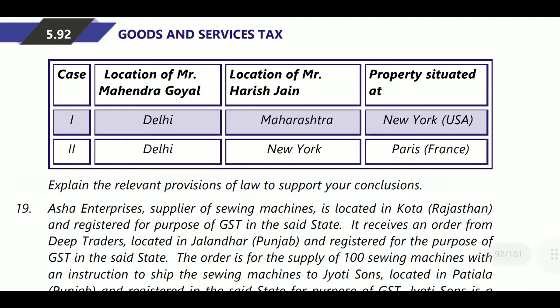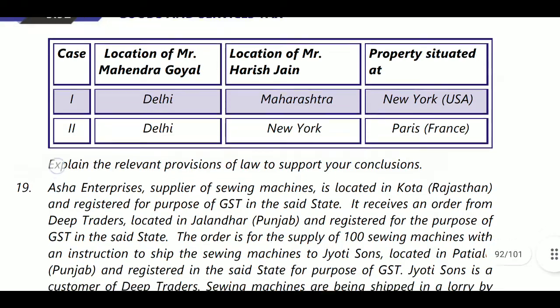Next, in the second case, the location of the supplier will be Delhi. The location of Harish Jain, that is the recipient, is outside India, and the location of the property is at Paris. Then the place of supply will be the location of the immovable property when a person is outside India. If one person is outside India, section 13 will apply, and if both persons are in India, section 12 will apply. When both persons are located in India, the location of the recipient will be taken. If one person is outside India, then the location of the property will be considered.